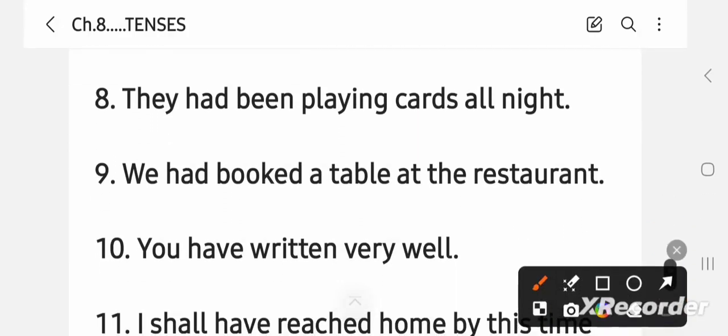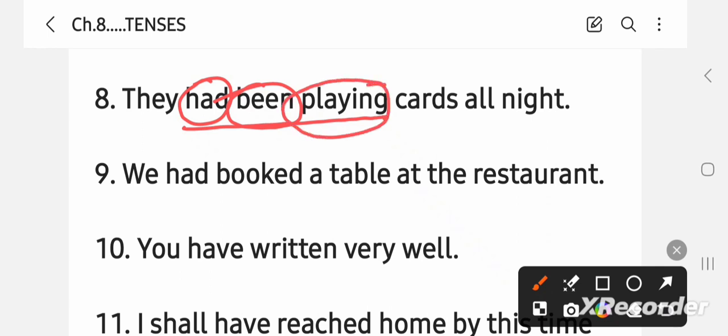Eighth sentence, they had been playing cards all night. So the verb over here is had been playing. What is the tense? Had stands for past, been obviously stands for perfect, and this is the main verb with ing for continuous. So what is the tense? Past perfect continuous tense. I repeat, the eighth sentence is in the past perfect continuous tense.